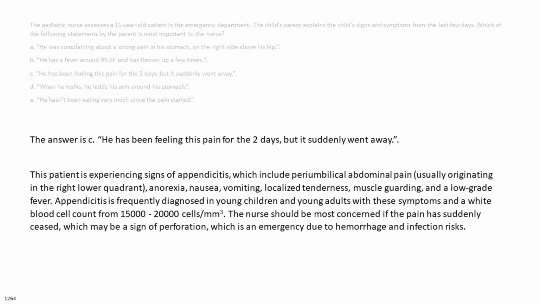The answer is C. He has been feeling this pain for 2 days, but it suddenly went away. This patient is experiencing signs of appendicitis, which include periumbilical abdominal pain, usually originating in the right lower quadrant, anorexia, nausea, vomiting, localized tenderness, muscle guarding, and a low-grade fever. Appendicitis is frequently diagnosed in young children and young adults with these symptoms and a white blood cell count from 15,000 to 20,000 cells per cubic millimeter. The nurse should be most concerned if the pain has suddenly ceased, which may be a sign of perforation, which is an emergency due to hemorrhage and infection risks.